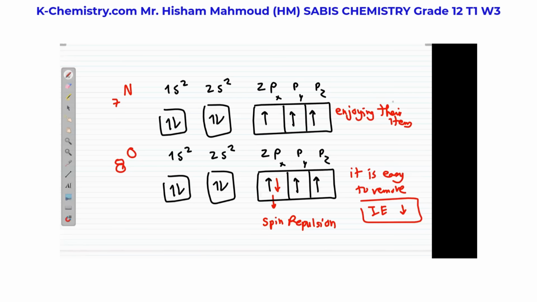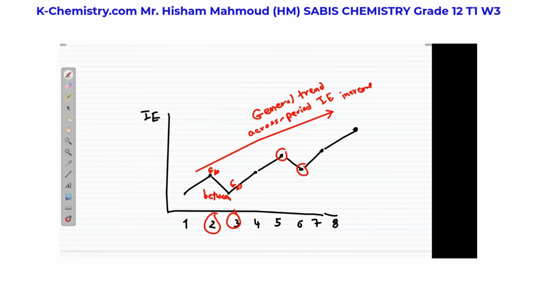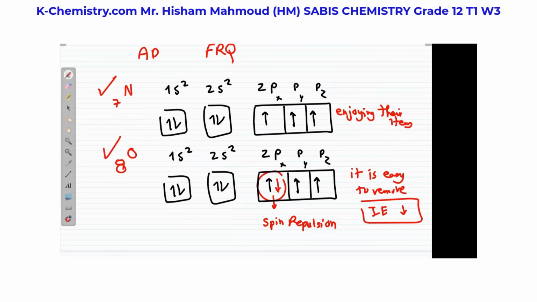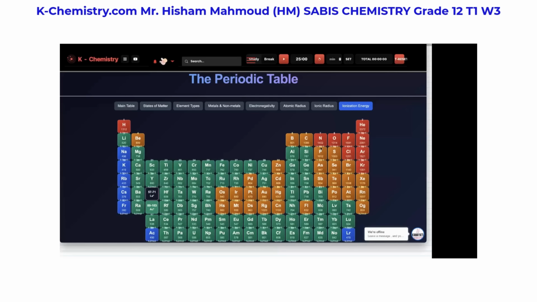In order to explain all this in the AP Chemistry FRQ exam, you have to draw these two and show that this one is causing spin repulsion. If you don't want to write all this, you can say the outermost electron is subject to less repulsion than that in oxygen, and that electrons in the doubly occupied p orbital are subjected to extra repulsion. You can just help yourself in the exam, draw the two configurations and tell the examiner that this electron in the 2p shows extra spin repulsion.